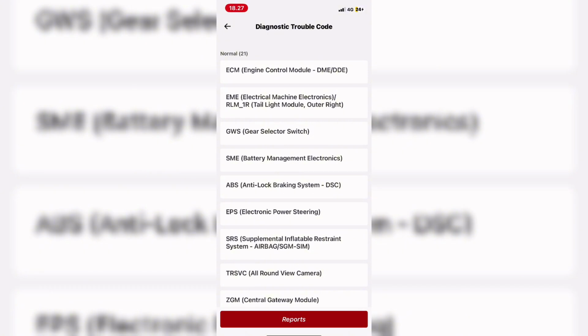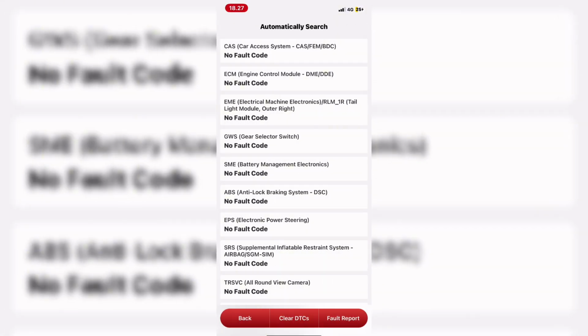You don't need to stress anymore about reading fault codes with these dodgy readers. This is very good too. I'm loving it so far.